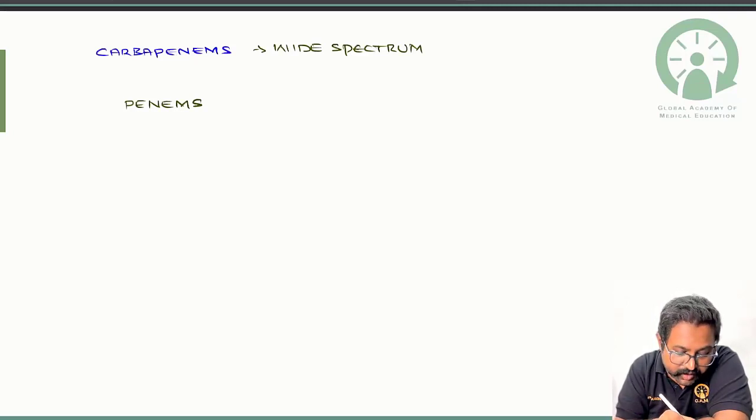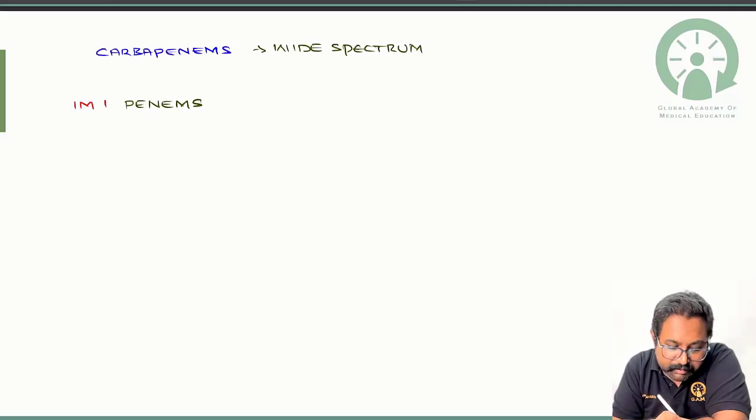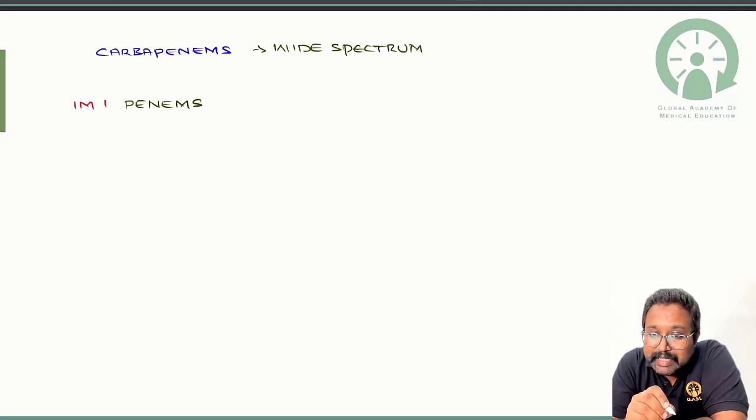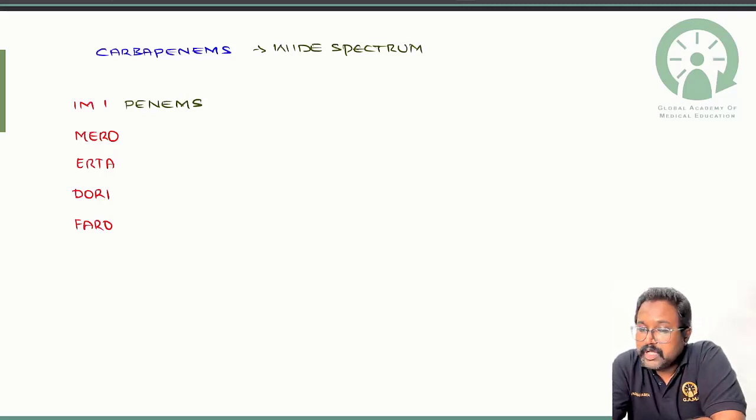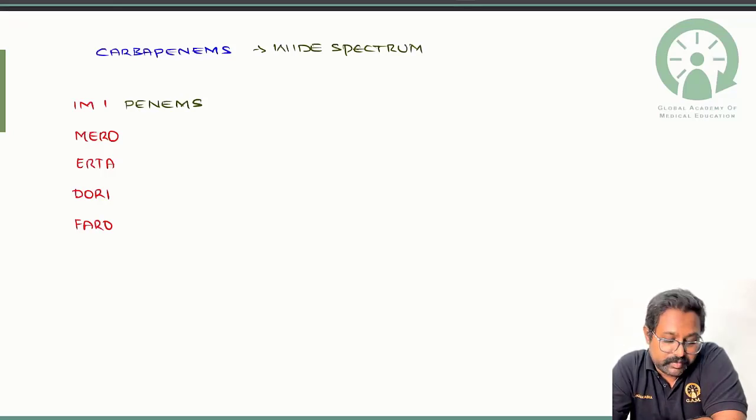You can remember them: we have imipenem, meropenem, ertapenem, doripenem, and faropenem. So you have imipenem, meropenem, ertapenem, doripenem and faropenem.